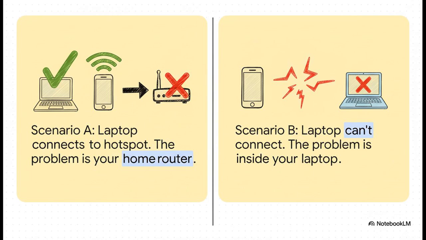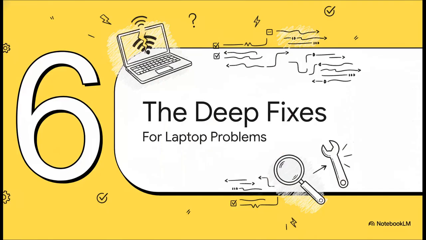So if you're in scenario A, if your laptop connected to your phone just fine, then congrats. Your laptop's Wi-Fi is working perfectly. The problem is definitely with your home router. But if you're in scenario B, if the laptop failed to connect even to your phone, then we know for sure the problem is somewhere inside the laptop itself. So this next section is specifically for everyone who just landed in scenario B.